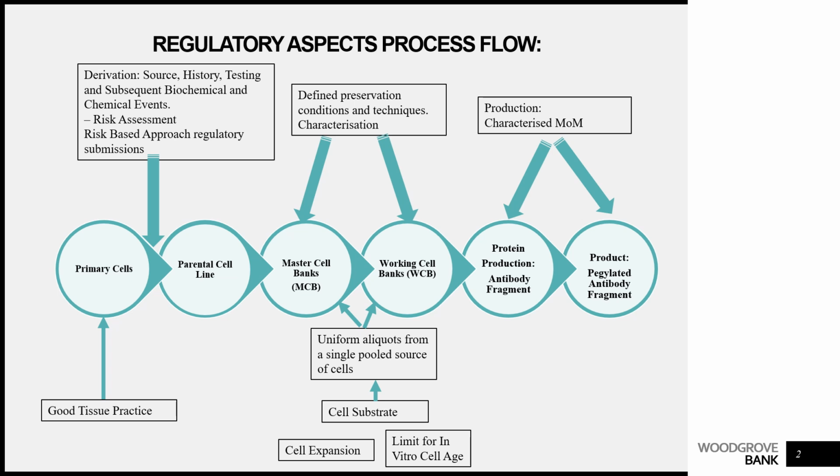tissues or organs have to be obtained following the relevant regional legislation, guidelines or laws. I've put that under the square shape as good tissue practice, and I will be going through that in a second video because I don't think I'll have enough time in this video. But basically, these primary cells have to be obtained in a manner that is traceable.